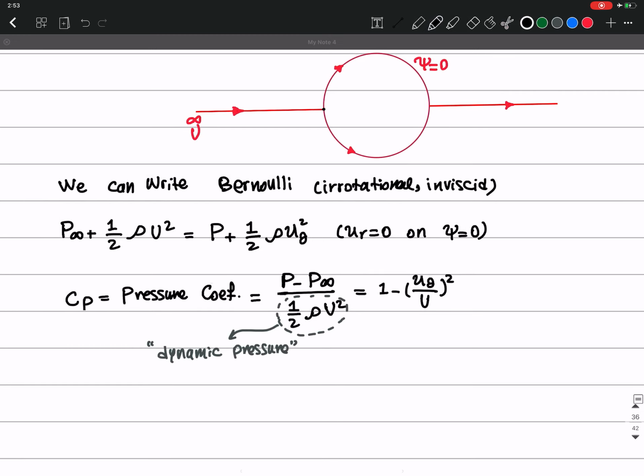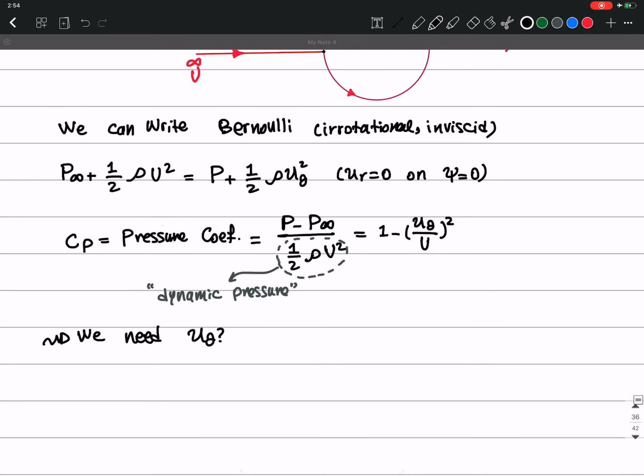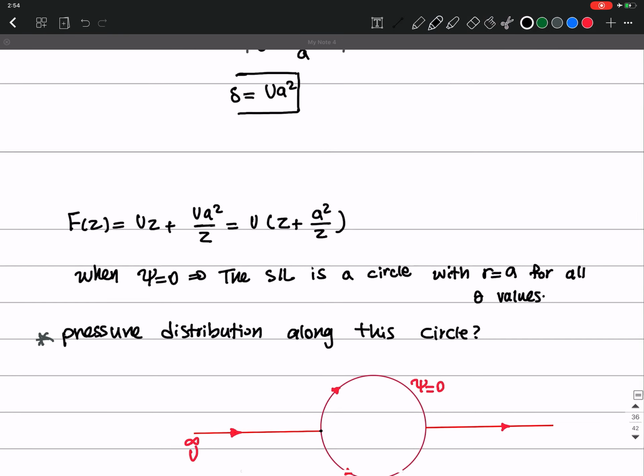So in order to proceed, we need U theta to find this pressure coefficient and pressure at any point on this circle. So let's now go back to our complex potential to find U theta. We know that F(z) is Uz plus UA squared over z for this complex potential. So I just wrote it here.